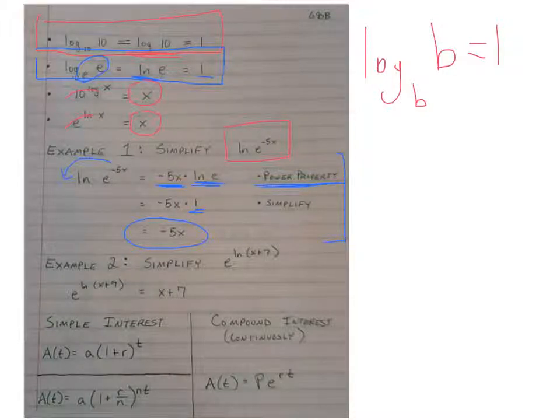In example 2 we have e to the ln. Up here we have e to the ln, so those two cancel out and we're just left with what we are taking the log of, or rather the natural log of.